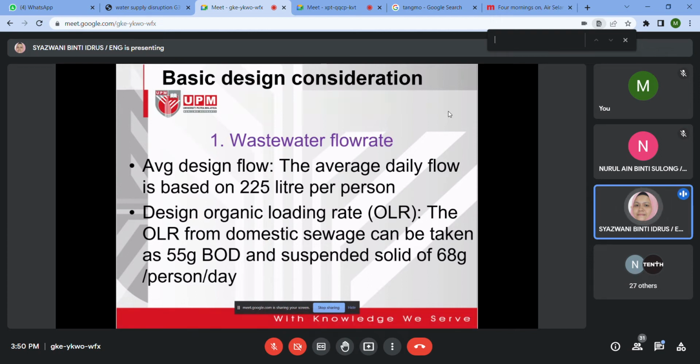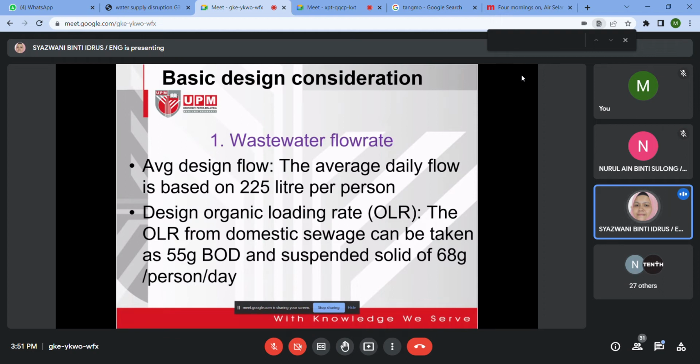Okay, next is suspended solid, about 68 gram per person per day. So this is the estimation. The solid as well as the BOD are the estimation for domestic wastewater. Okay, what is suspended solid? Suspended solid is the one that normally can be removed during coagulation and flocculation process, as well as sedimentation process in water treatment plant, while in wastewater treatment plant normally can be removed during primary treatment.